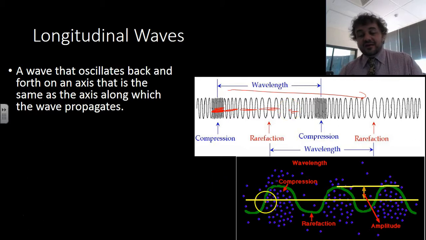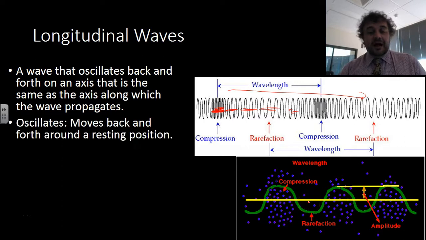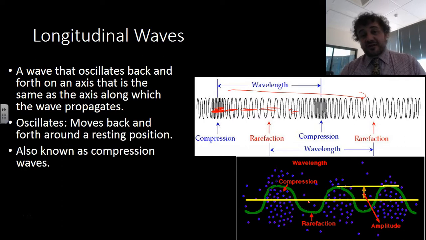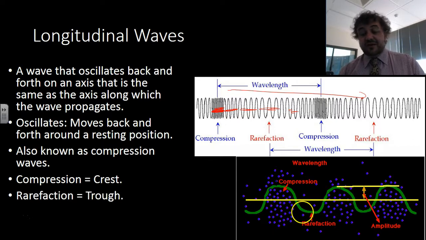We can compare it to a transverse wave by saying, all right, in this peak is where all the compression is happening, and this trough is where all the rarefaction is happening. Rarefaction is what we call it when the particles are spread really far apart. Compression, they're squeezed together, so rarefaction is the opposite. Oscillates means moves backwards and forwards. This is also known as a compression wave. Compression is the crest, rarefaction is the trough.